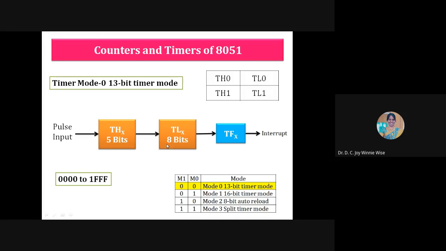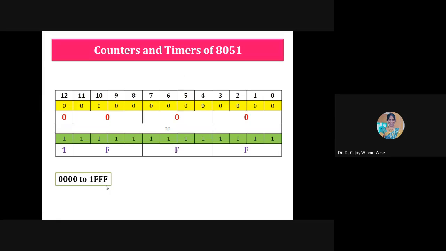So as I said here, the range is from 0000 to 1FFF. How do you get this range? Let's see. As I said, 13 bits we are going to use now. So 0, 1, 2, 3 up to 12, we get 13 bits, since I've started from 0. Whenever we refer to this, initially all the bits will be 0. So see here, all the bits will be 0.